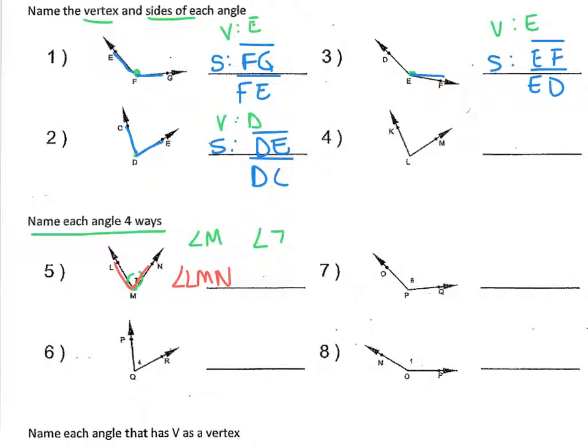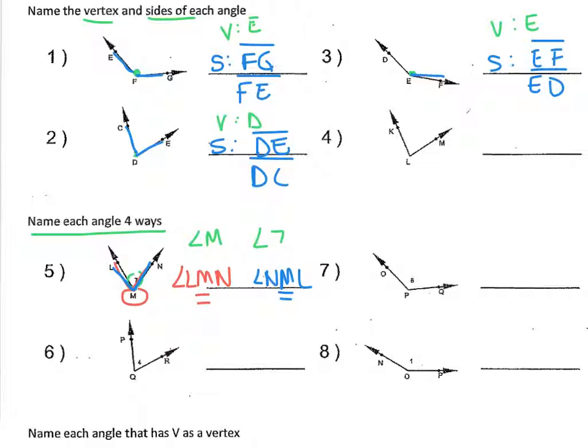The key is that the vertex, which is M, has to be in the middle. If I trace it the other way, like that, it would be angle NML. But again, notice the vertex is in the middle. So those are the 4 different ways you can name an angle. Let's look at another one.